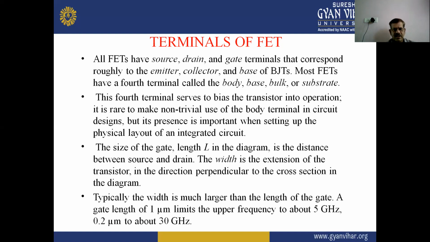The size of the gate length in the diagram is the distance between source and drain. The width is the extension of the transistor in the direction perpendicular to the cross section in the diagram. Typically, the width is much larger than the length of the gate. A gate length of 1 micrometer limits the upper frequency to about 5 gigahertz, and 0.2 micrometer to about 30 gigahertz.